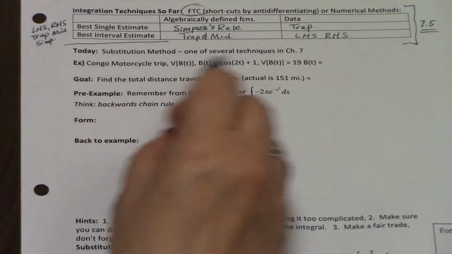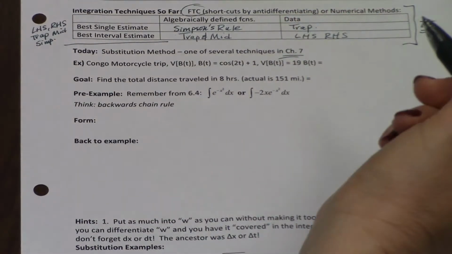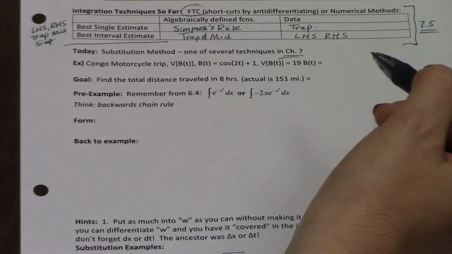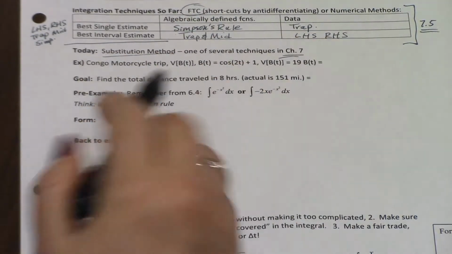So today we're starting again into Chapter 7, the rest of Chapter 7, where we're going to march through several of the different methods for antidifferentiation. And this first one is called substitution method.